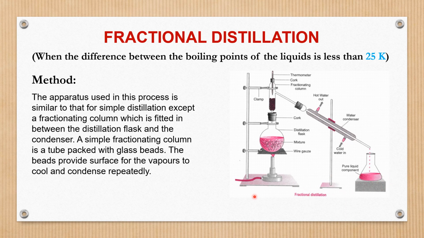These two techniques, distillation and fractional distillation, are very important. How can we distinguish distillation and fractional distillation? In fractional distillation, one fractionating column is attached. And in both cases we take miscible liquids. But in distillation, the boiling points of the liquids have a large difference, but here it is very small, less than 25 Kelvin. So in that situation we use fractional distillation.